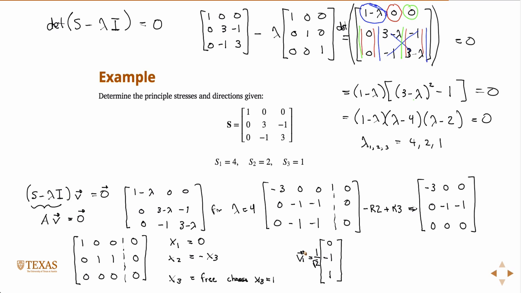And of course, when I chose x3, I could have chosen it to be anything. If I would have just chosen it to be 1 over root 2, then I would have immediately ended up with that same result. So in that case, I could have chosen it to give me the unit vector exactly.